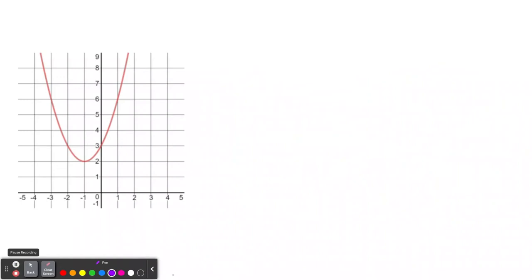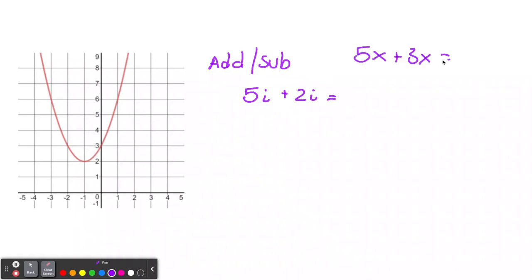Now we can also add and subtract imaginary numbers. So what if I gave you 5i plus 2i? What would that equal? Well, they have like terms. Just remember, if I did 5x plus 3x, that's 8x. If we did 5x plus 2x, that's 7x. In the same way here, they have like terms. They have the imaginary number i. So this would be 7i.